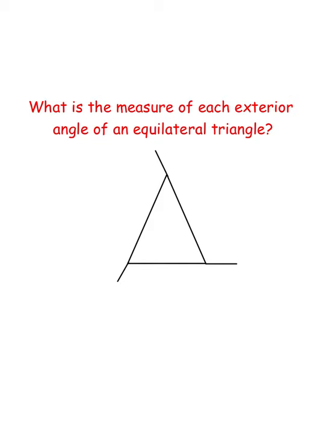And if we want to put a little bit of a twist on this, it says, what is the measure of each exterior angle of an equilateral triangle? Don't forget, equilateral means all sides are the same. We also know that if all sides are the same, all angles are the same. So I'm going to do 180 divided by 3. That gives me that each interior angle is 60.